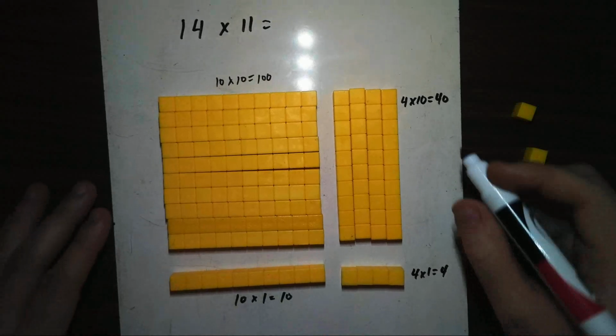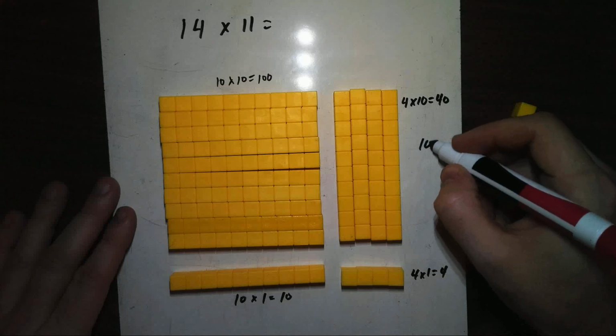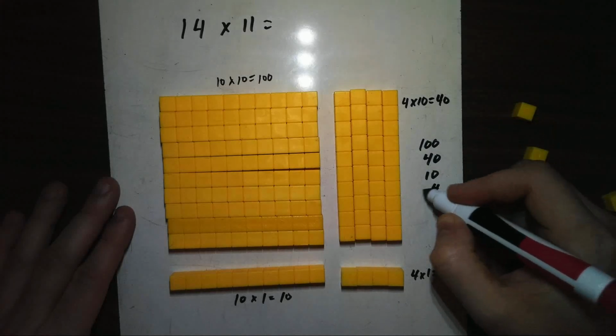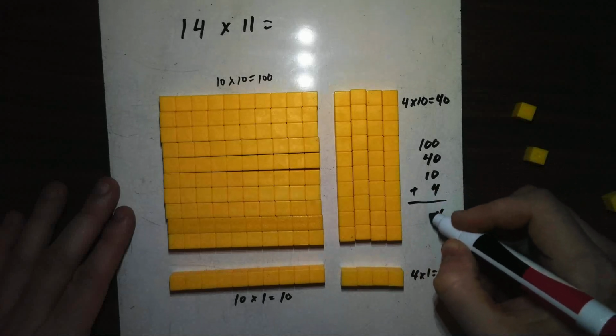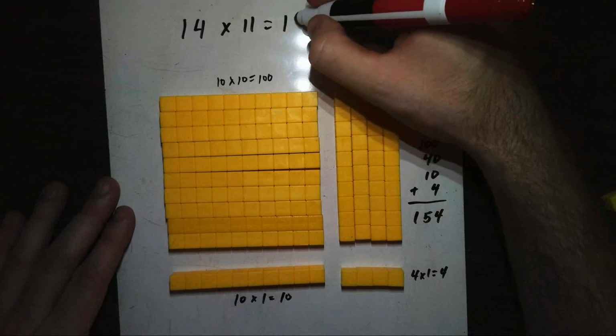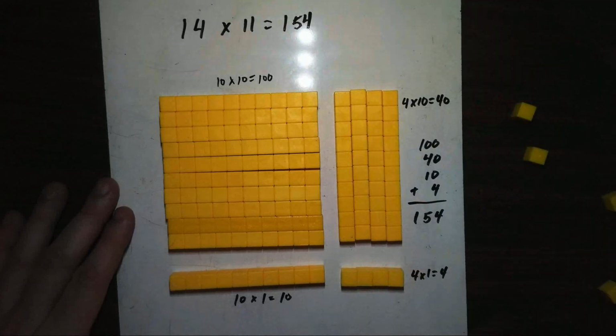If we were to add up each of these partial products, we should get the product to 14 times 11. So I'm going to go ahead and do that. So the product of 14 times 11 is 154.